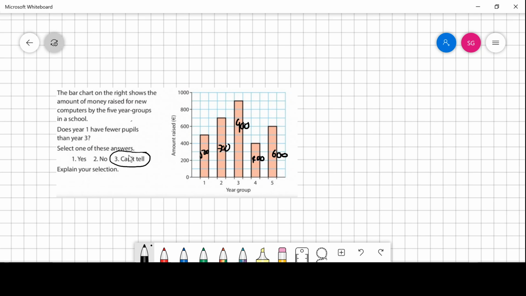You might be wondering, why then is this a question? It's very important that you are able to look at a graph and reason out, okay, what is this graph saying? Not what is the actual information, but what is the graph showing me? This is just showing you how much money was raised, not how many students there are in a group.